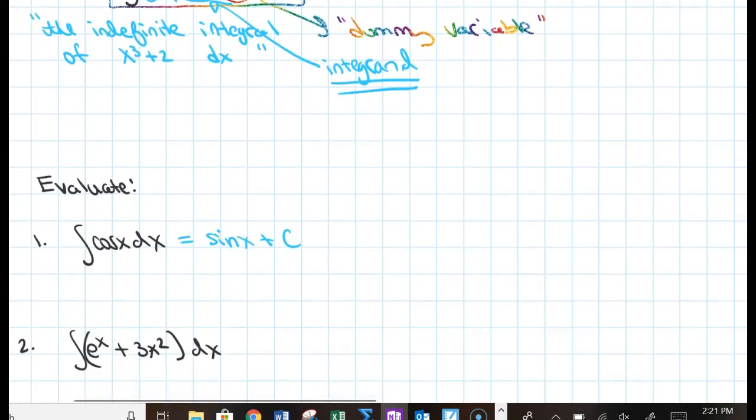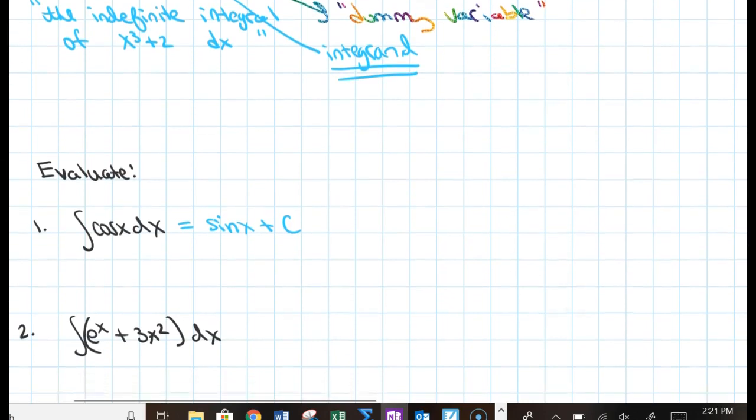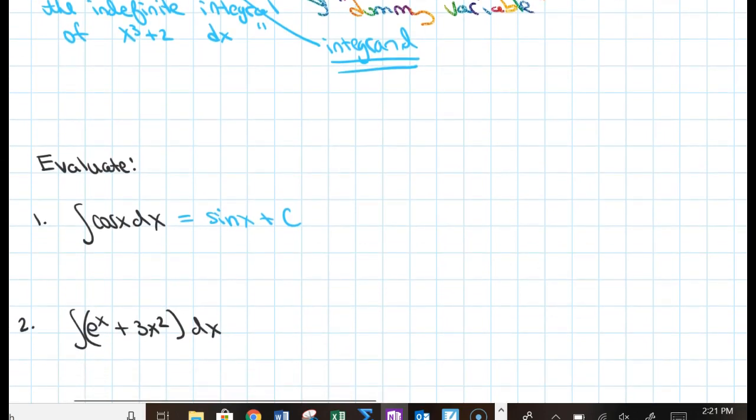Okay? How about this one? The indefinite integral of e to the x plus 3x squared. Go ahead and pause me and then put your answer down, and check with me.